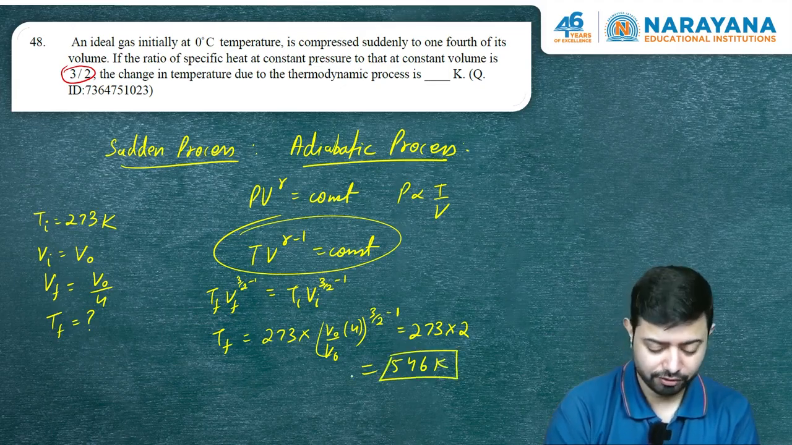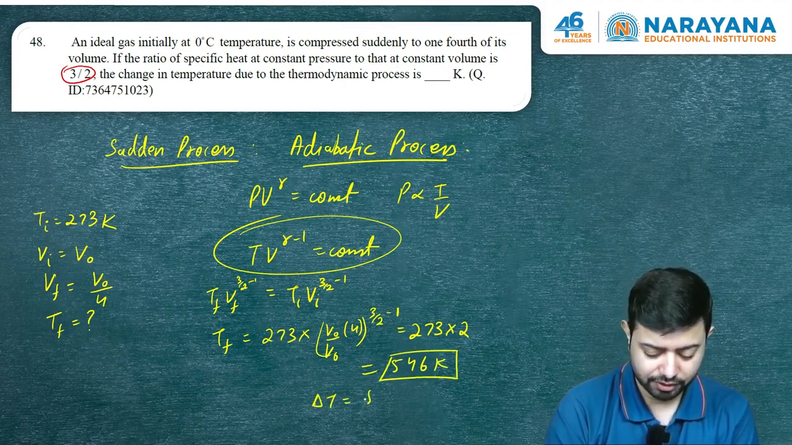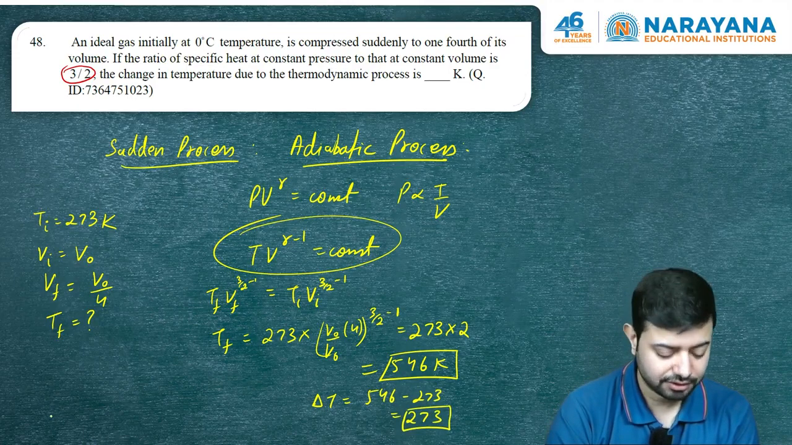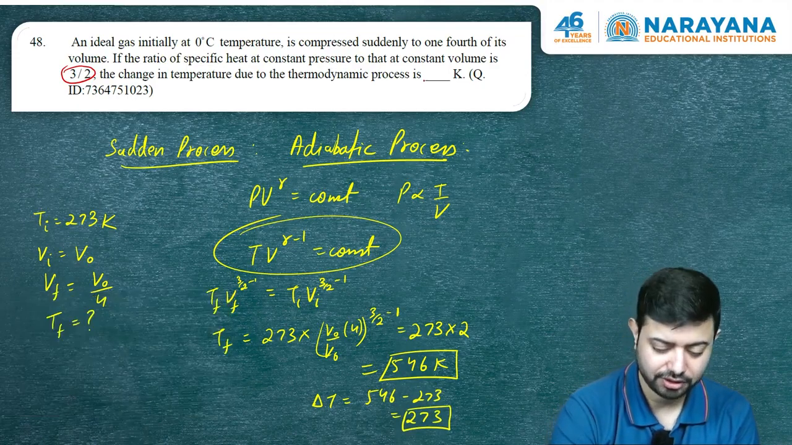So therefore, what is the change in temperature? 546 minus 273. Again, the number is 273. That's my answer. So what is the answer for this question? It's going to be 273.